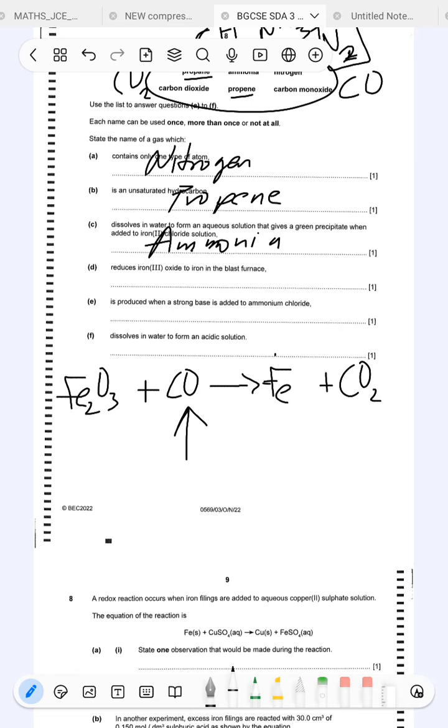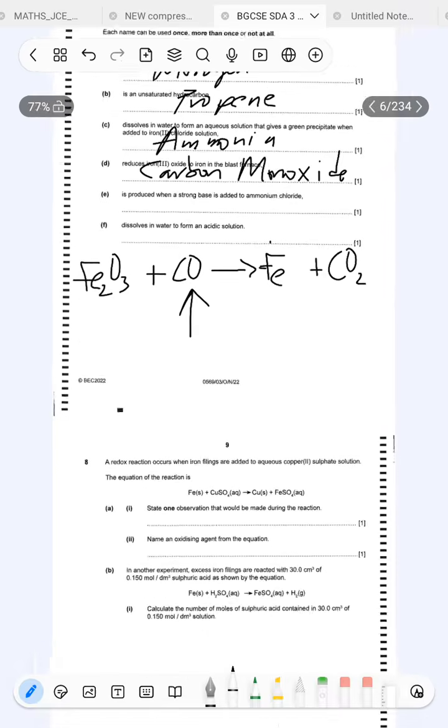And then this is going to reduce that to Fe plus carbon dioxide. Okay, carbon dioxide. So the answer there is going to be carbon monoxide. Sorry, yeah, carbon monoxide. All right, let's continue.